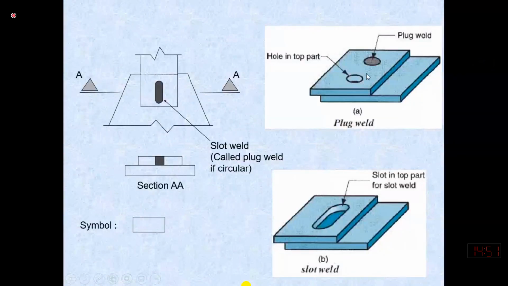Slot or plug weld means that in one plate we are only punching the hole, and on the other plate we are not punching any hole, and we are filling this surface with the weld. So when we are filling this surface with the weld, this weld on the other side is connected with this plate. So this is called the plug weld or slot. If we are punching the hole in one plate, that is the plug. If we are having this type of shape, that is a slot, or we are making a slot. So the slot is filled with the weld.